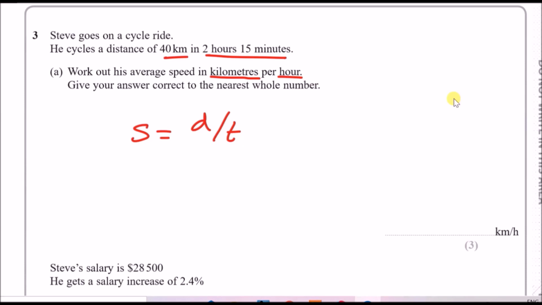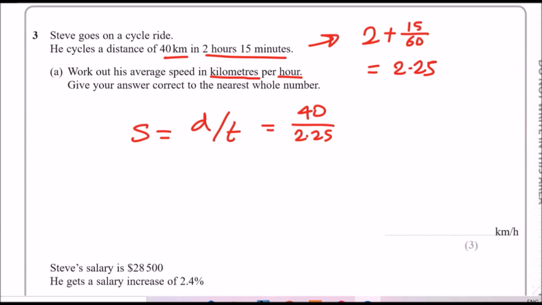Now to convert 2 hours and 15 minutes into just hours, my little trick would be to write it like this. You got 2 hours, and to change 15 minutes, that's just 15 over 60, because we know there's always 60 minutes in an hour. And when you put this in a calculator, you should get 2.25. So that's 2.25 hours. Therefore, the distance over time, well, we know he took 40 kilometers, so that'll be 40, and he took a time of 2.25 hours. And when you put that in, you should get an average speed of 18 kilometers per hour to the nearest whole number. Yeah? So make sure you round it up to 18.